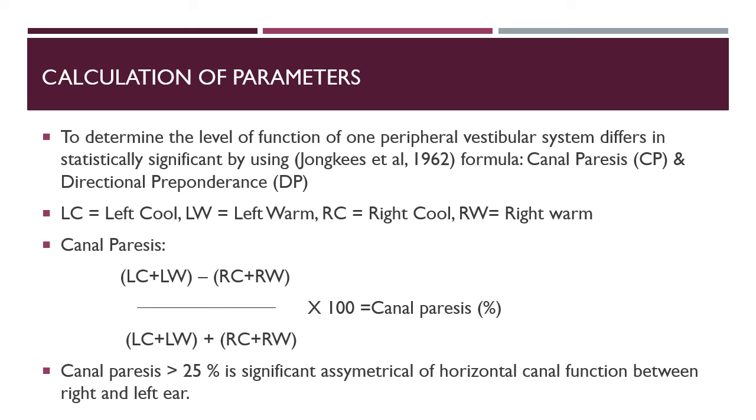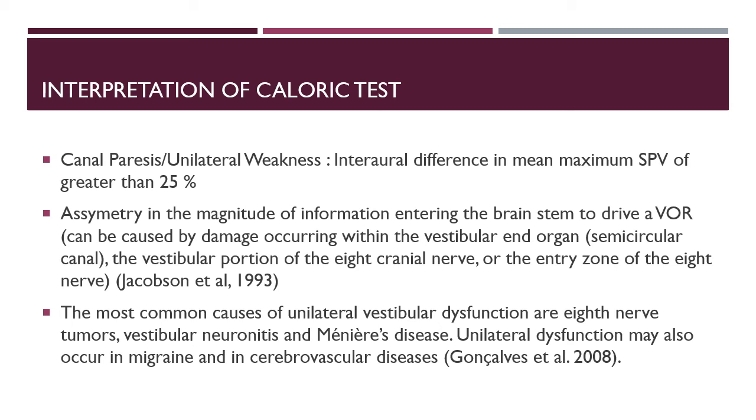The accepted value for canal paresis is more than 25 percent as a significant weakness for horizontal canal function on the left or right. It is recommended that individual laboratories collect their own data on what constitutes the normal range of caloric response. A canal paresis or unilateral weakness value, or interaural difference in mean maximum SPV, of greater than 25% denotes a peripheral vestibular lesion involving the lateral, horizontal semicircular canal or its afferent pathway on the side of the weaker response. It involves a pathway extending from the end organ to the root entry zone of the vestibular nerve in the brain stem.